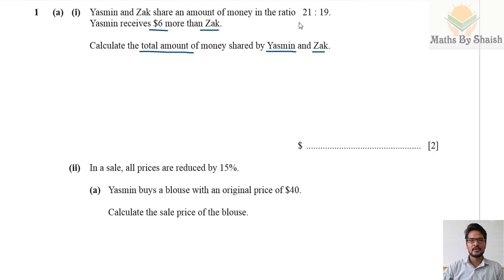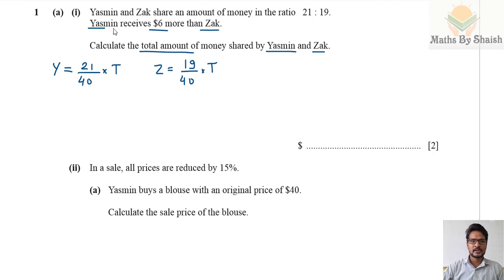Since we have the ratio of their distribution, Yasmin upon Zach equals 21/19. But they want the total amount, so we can talk about their shares. Yasmin's share is 21 over the total, that is 21 plus 19, 40, of the total amount. So let's say T is the total amount. Similarly, Zach will get 19 over 40 of the total.